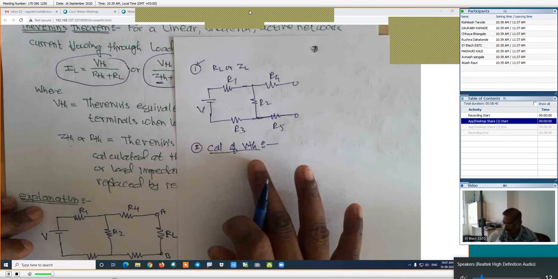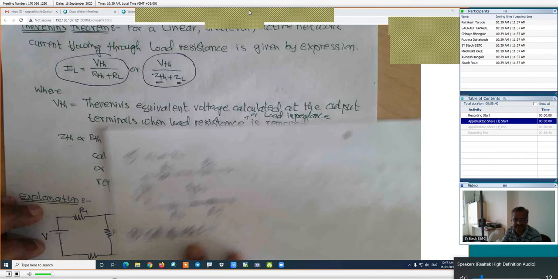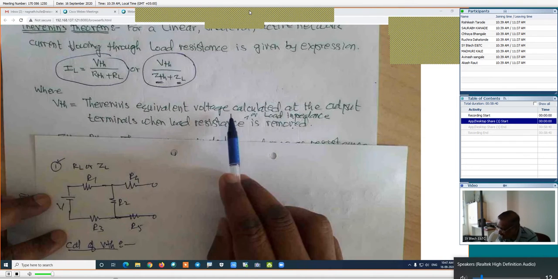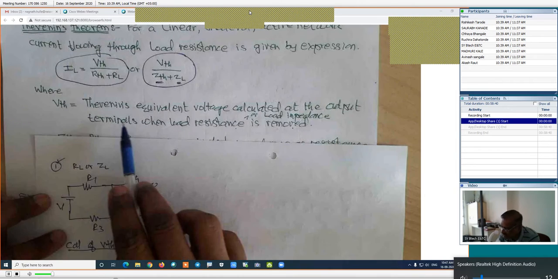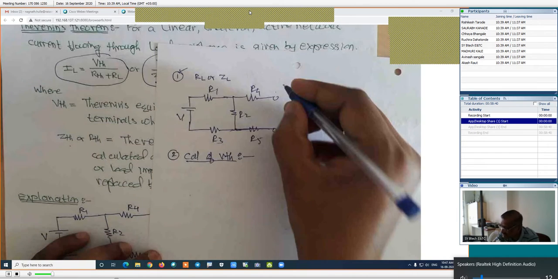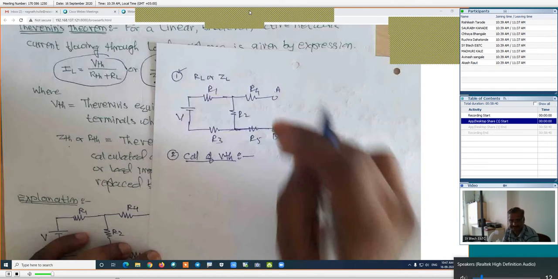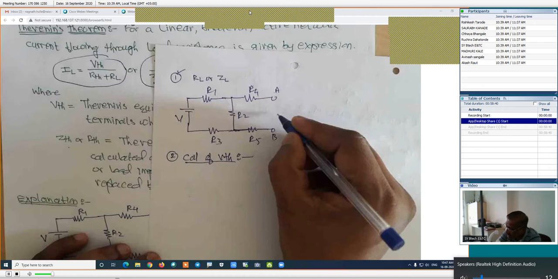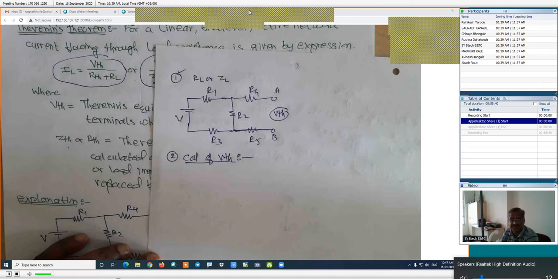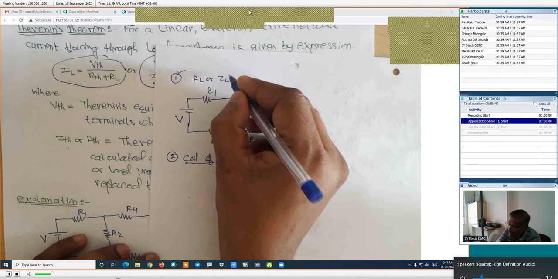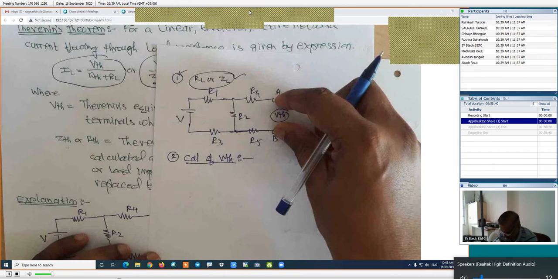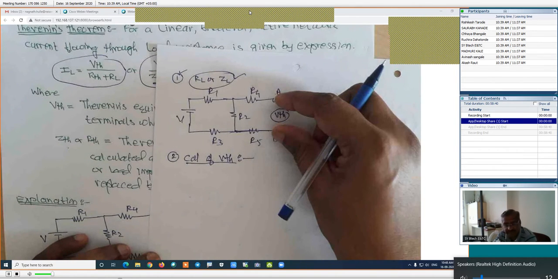Calculation of VTH. Now look at the definition of the VTH. VTH is the Thevenin's equivalent voltage calculated at the output terminals when the load resistance is removed. Now, these are the output terminals. This is A and this is B, the AB terminals. Now, our aim is to find the voltage at this point when the load resistance is removed. Already in step number 1, we have removed the load resistance or load impedance. Now, find the voltage here. How to find the voltage here?